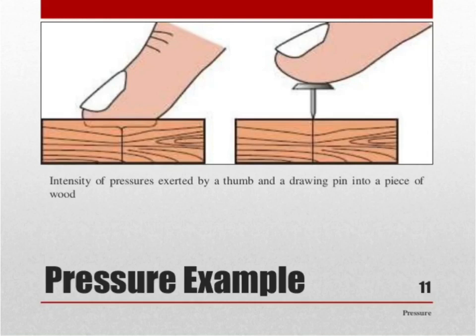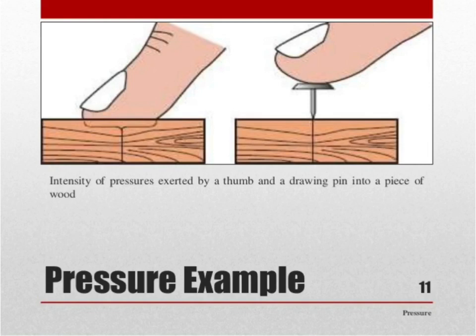For example, if we push hard on a piece of wood with our thumb, the thumb does not go into the wood. But if we push a drawing pin into the wood with the same force of our thumb, the drawing pin goes into the wood very easily. Our thumb does not go into the wood because the force of the thumb is falling on a large area of the wood, due to which the force per unit area on the wood is small.